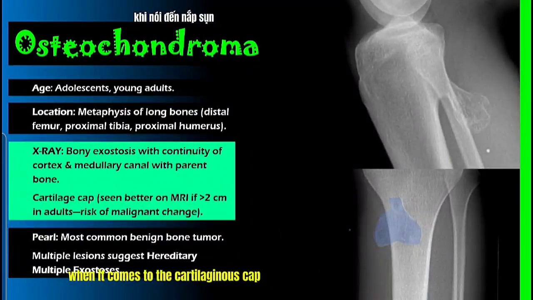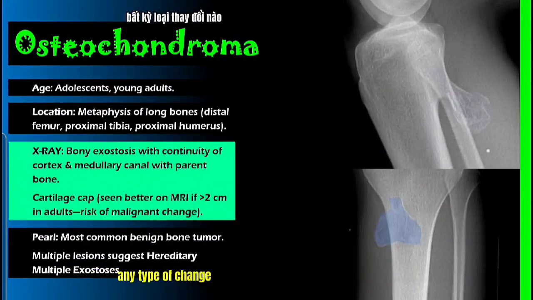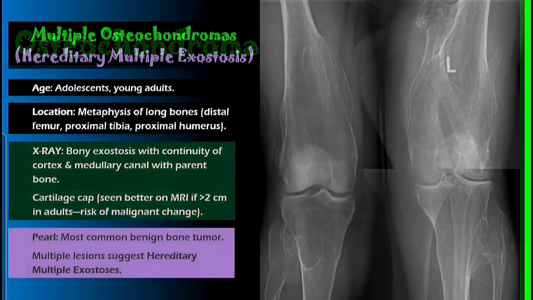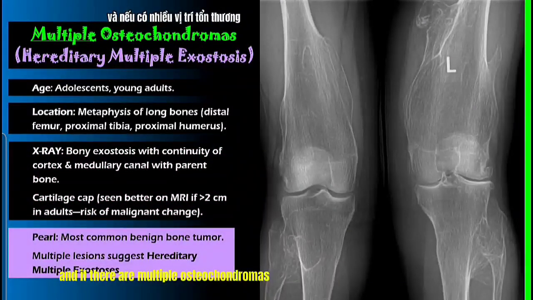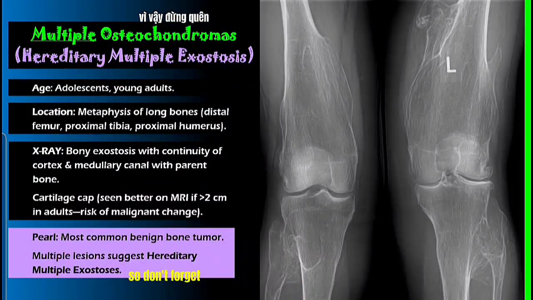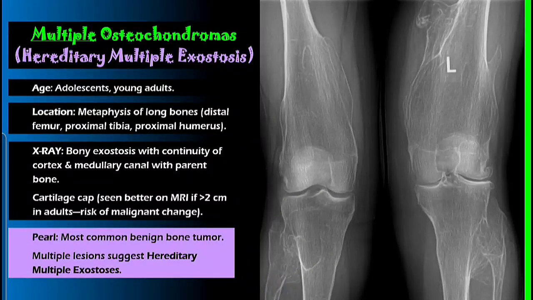When it comes to the cartilaginous cap, the MRI is going to be best for evaluating any type of change, which may raise concern for malignant degeneration. And if there are multiple osteochondromas, it may be associated with hereditary multiple exostosis. So don't forget, most common benign tumor of bone, osteochondroma.